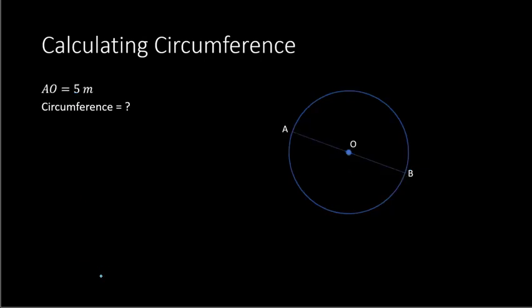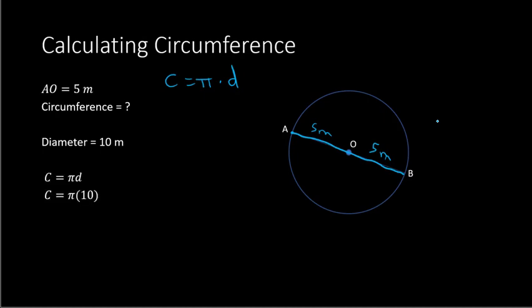Let's try another example. Here we have AO is 5 meters, and we're trying to calculate the circumference. So the circumference formula is C equals pi times diameter, and we just need to get the diameter. So here AO is 5 meters. That's from here to the center. That's 5 meters. But the diameter, remember, is the distance all the way across the circle. So the distance all the way across, if this is 5 meters from A to O, from O to B would also be 5 meters. So the diameter is all the way across, which would be 10 meters.